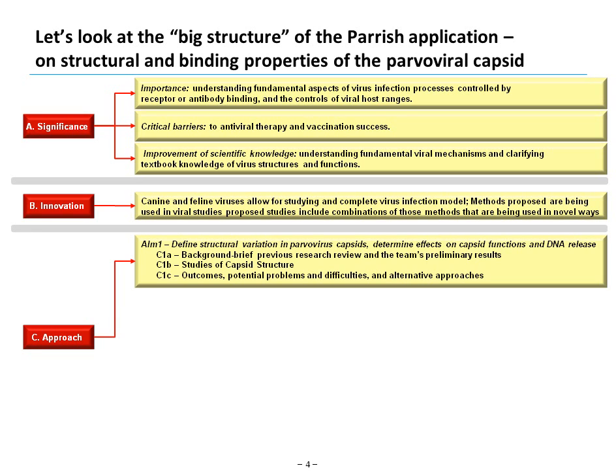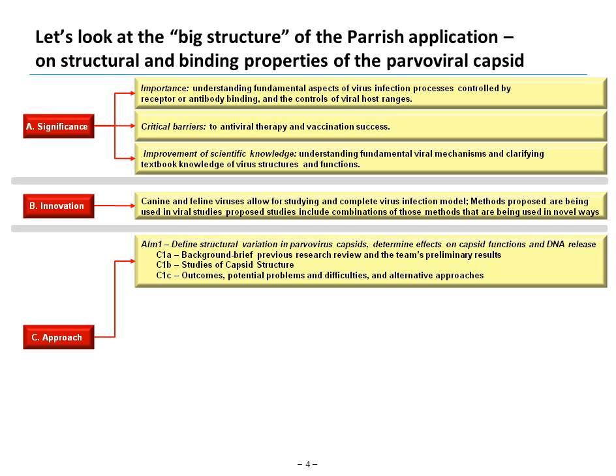And then the heart of his section, the approach section. He organized that by each specific aim. His first aim was to define the structural variations in parvovirus capsids, and determine effects on capsid functions and the DNA release of that viral element into the cell.